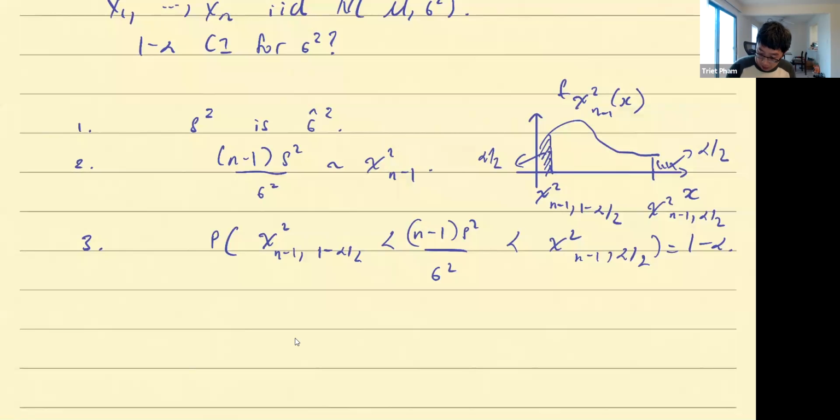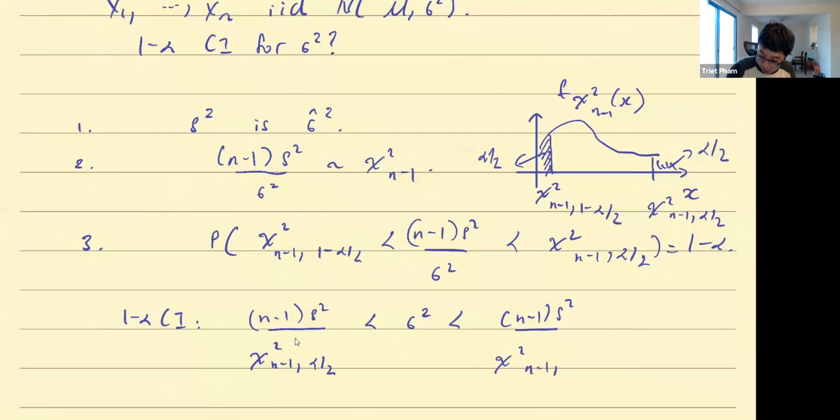But pivoting is, I guess, straightforward. So the 1 minus alpha confidence interval is going to be n minus 1 s squared divided by chi-square n minus 1 alpha over 2 less than sigma square less than n minus 1 s squared divided by chi-square n minus 1 1 minus alpha over 2. So actually, I don't even need this in between like this.